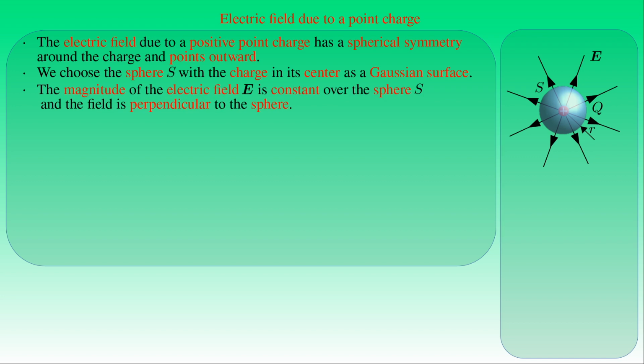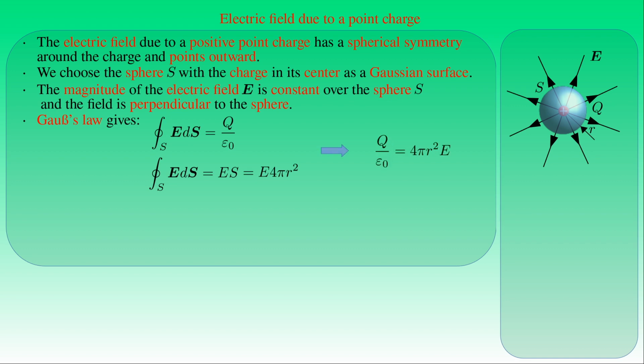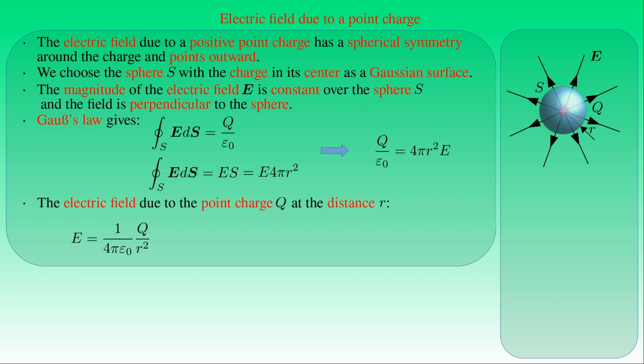Gauss's law states that the surface integral of the electric field E over the sphere S is equal to the charge Q enclosed by the sphere over epsilon naught. For the sphere S, the surface integral is given by the magnitude of the electric field E over the sphere, times the surface area S of the sphere, which is equal to 4 pi times the square of the radius r of the sphere. Then Q over epsilon naught is equal to 4 pi times r squared times E. If we express the magnitude E from this equation, we can see that the magnitude of the electric field is equal to 1 over 4 pi epsilon naught, times Q over r squared.